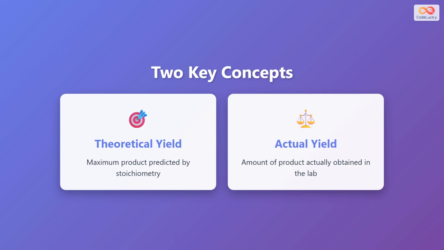There are two key concepts you need to understand. First is theoretical yield, which is the maximum amount of product predicted by stoichiometry calculations. Second is actual yield, which is the amount of product you actually obtained in the laboratory. The theoretical yield assumes perfect conditions, while the actual yield reflects real-world results.